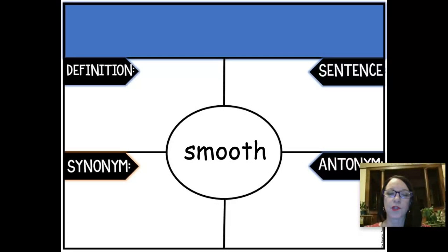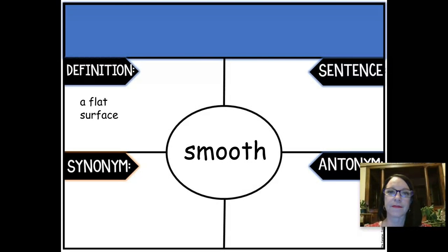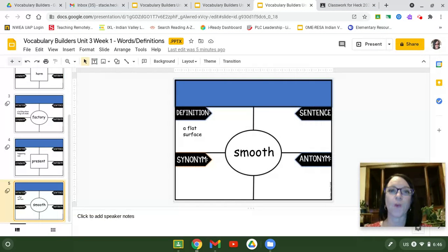Smooth. That's a flat surface. And that is our last word for Unit 3, Week 1.